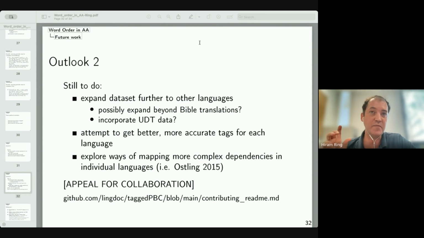Now, I've made some adjustments that I'm hoping to push up to the database. There are about 160 languages in the Universal Dependencies treebanks, which have been manually annotated. And so I've trained part of speech taggers based on the data in there, the gold standard data, and then retagged the 160 or so languages that are also present in the Parallel Bible Corpus. So that data is better annotated, but still not as good as I would like.